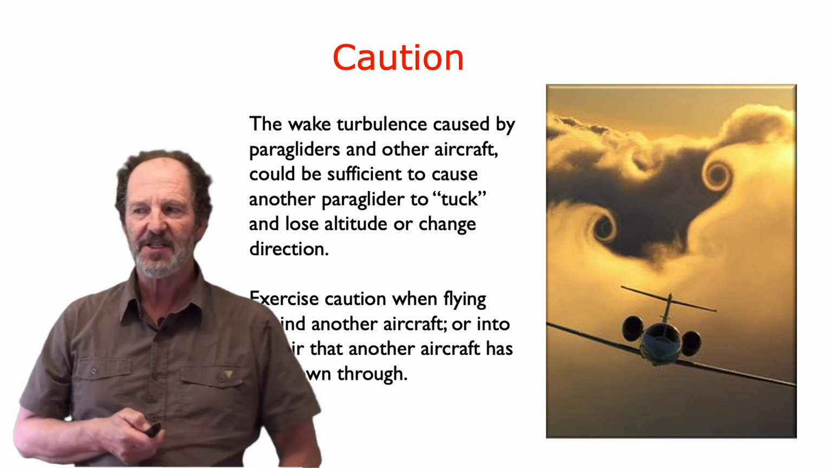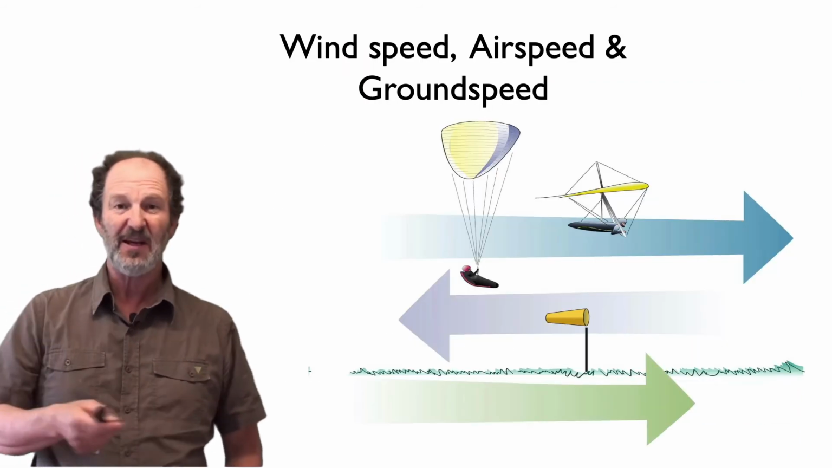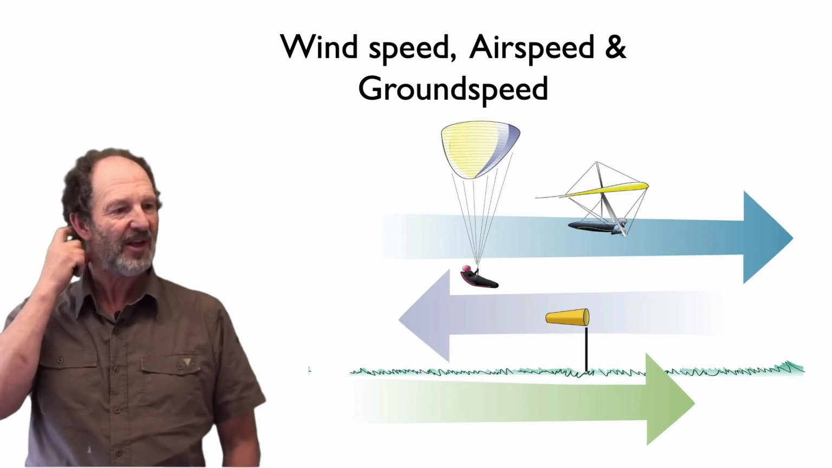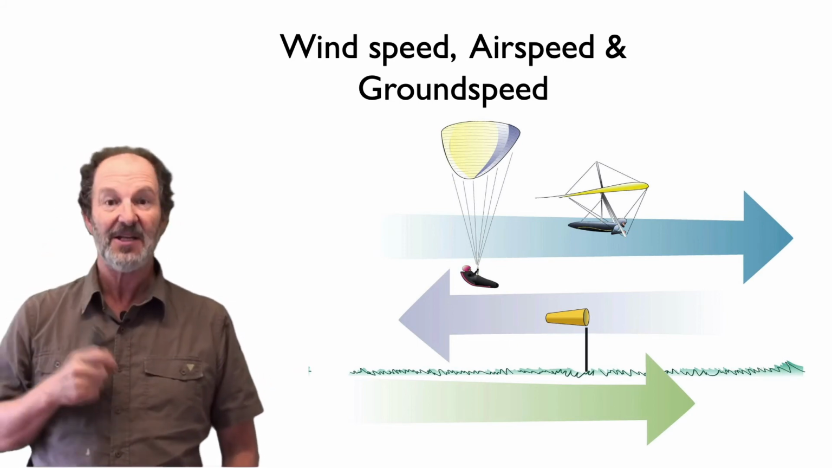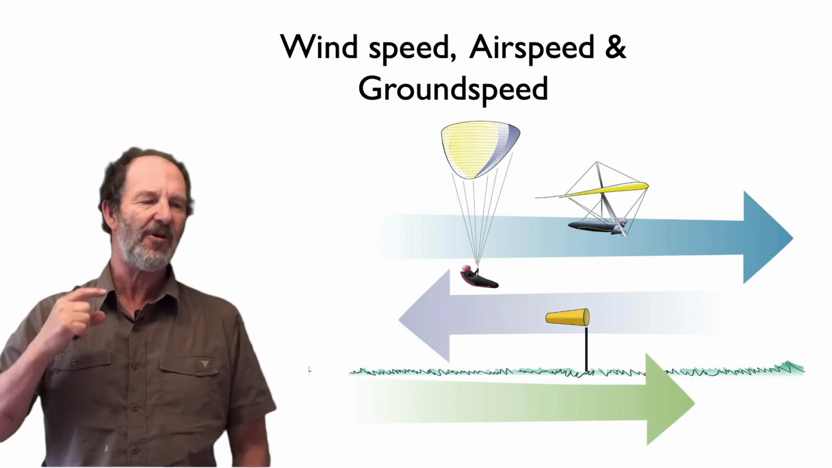Right, next subject is wind speed, airspeed and ground speed. So just a quick definition. Wind speed is the speed the wind is blowing over the ground. The ground speed is the speed that you are travelling over the ground. And the airspeed is the speed that the air is travelling from the front to the back of your aerofoil.